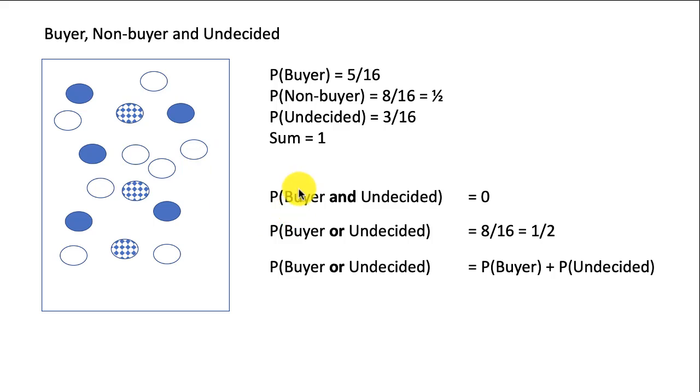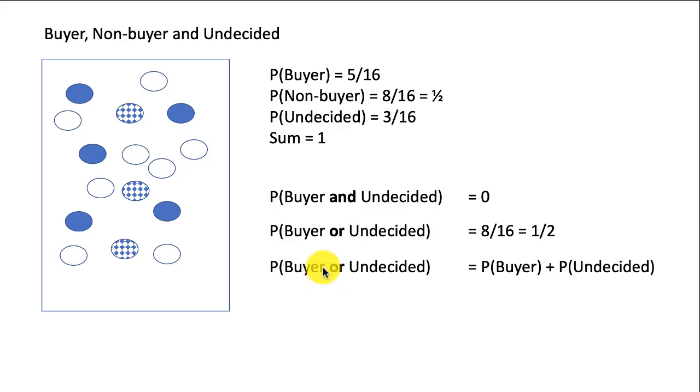Therefore, the probability that somebody can belong to one and the other when both are mutually exclusive is zero. It's impossible to occur. On the other hand, if you pick people randomly from this, the probability that the person you picked is either a buyer or is undecided is the sum total of those two probabilities, namely half. Buyer and undecided: 5 plus 3, 8 divided by 16, that's half.